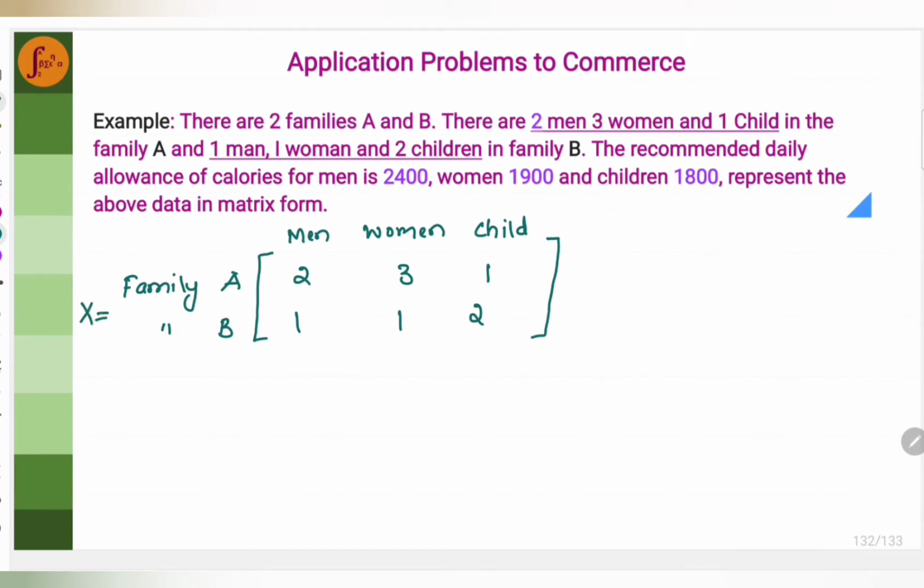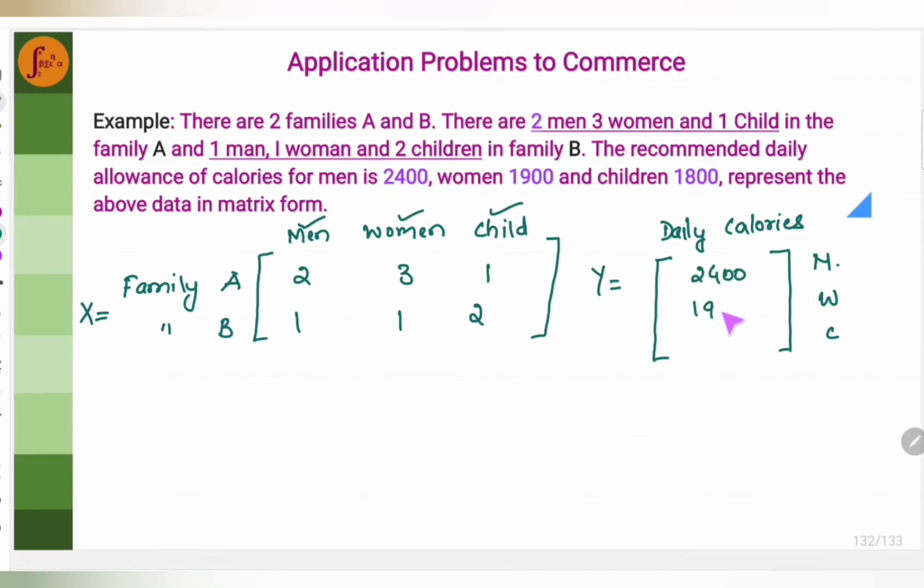Now let's find another matrix, where the daily allowance of calories for men, women, and children has been given. Another matrix, say Y, will have the daily calories for men, women, child. Here we put men, women, child as rows, so let's make the same thing as columns. So daily calories for men is 2400, for women is 1900, and for children it's 1800. This is how we represent it in matrix form. You've got men, women, child in column representation in X, and we put that in row representation here.